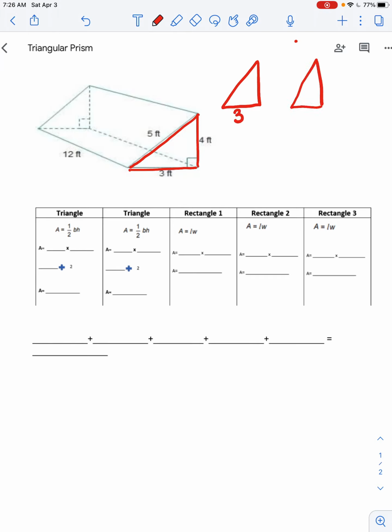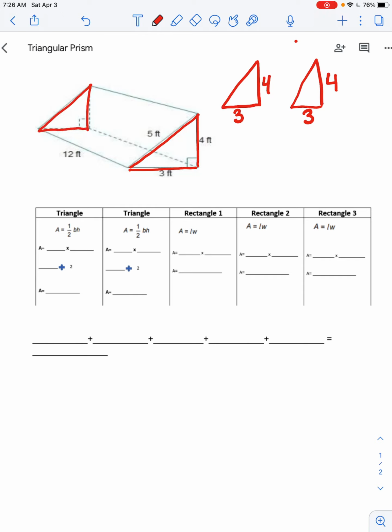The first triangle has a base of 3 and a height of 4. Our second triangle also has a base of 3 and a height of 4. That's what our 2 triangles look like here, if I were to pull these off.